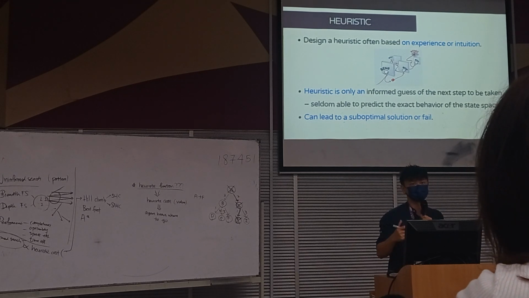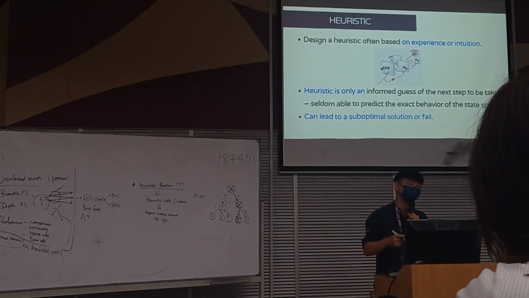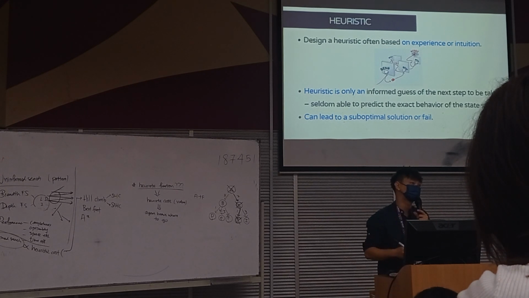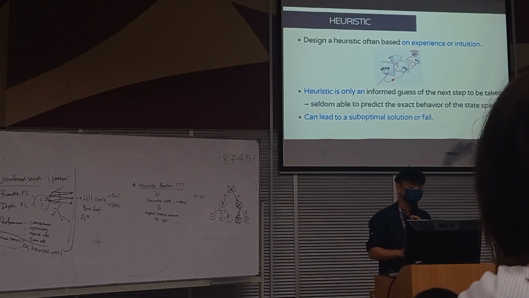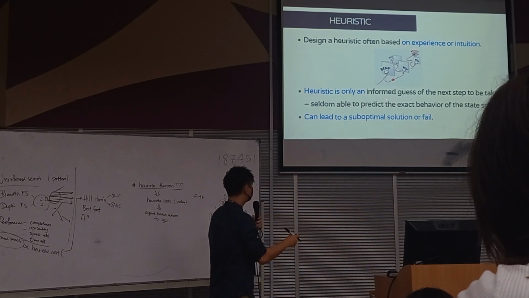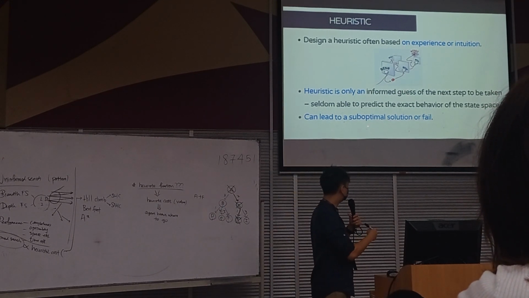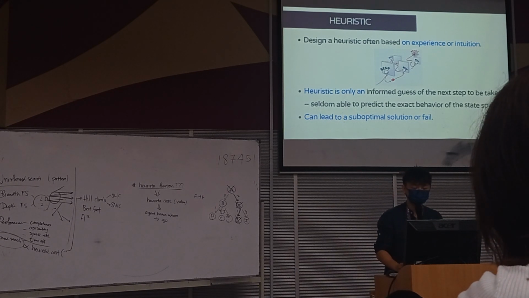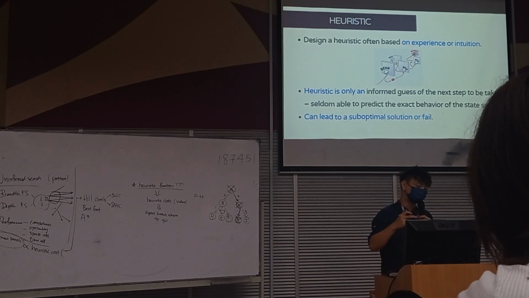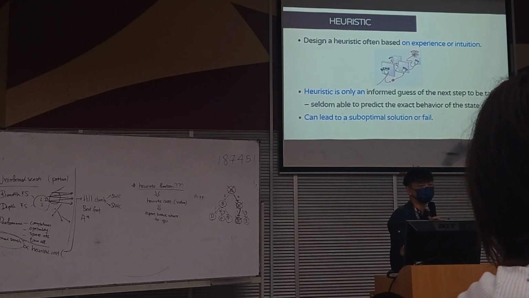Unless you're pursuing a master's or PhD, then you have to design your own heuristic functions, because you want to develop a system that can reach the destination in a shorter distance. But at this moment, no need. You just apply. Heuristic is only an informed guess at the next step to be taken, telling the agent where the next step is. However, a poor heuristic function can lead to suboptimal solutions or failure. It means that if you design the heuristic function inappropriately, your solution may fail, or not be the optimal one.